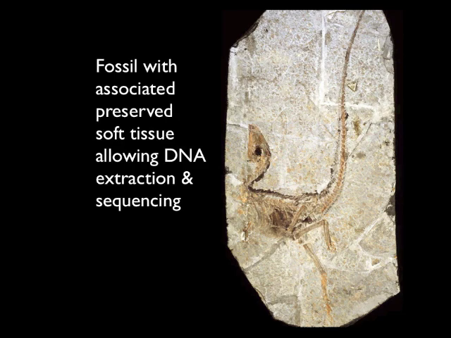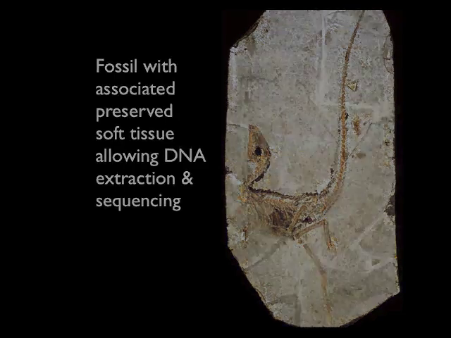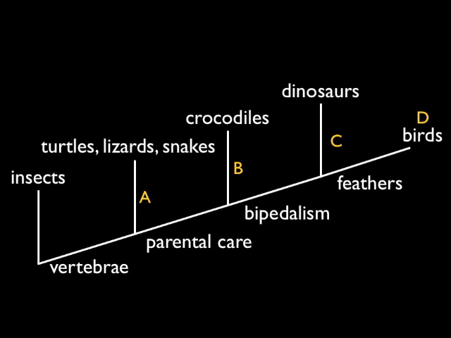A team of scientists uncovered this fossil specimen in China. In question 2, you will use your observations of the physical features of this fossil to place it on the cladogram at point A, B, C, or D.